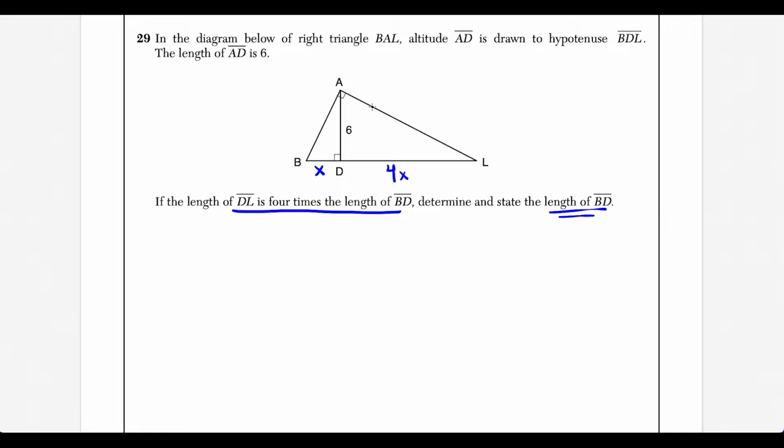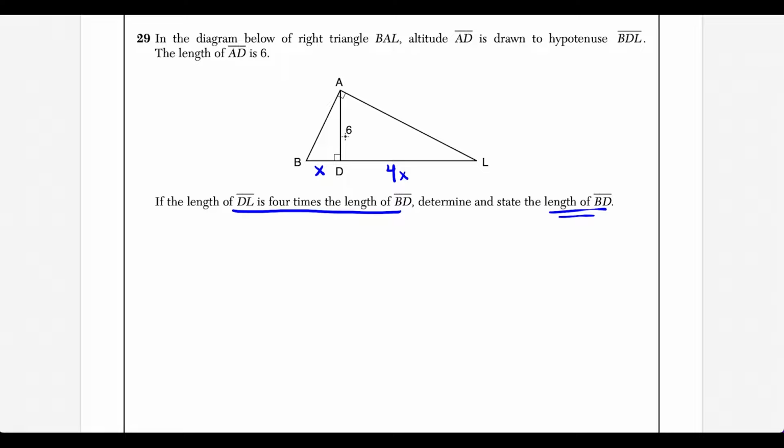And now we have to think about what are we able to do with this information? Well, anytime you have a right triangle and the altitude is dropped down, we have 3 similar triangles. This small triangle, this medium triangle, and the big triangle are all similar, which means that their sides are in proportion. The corresponding sides are in proportion.